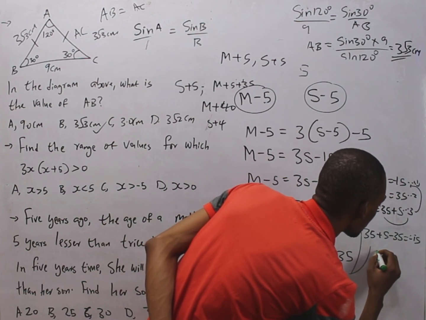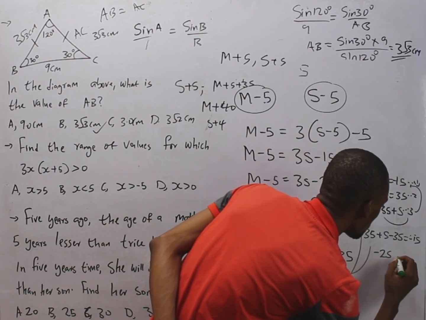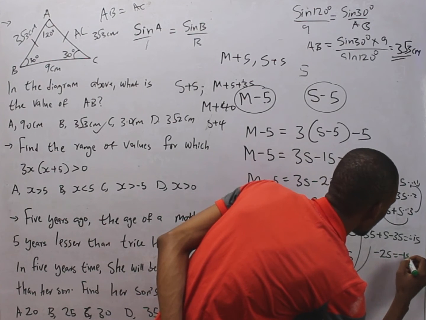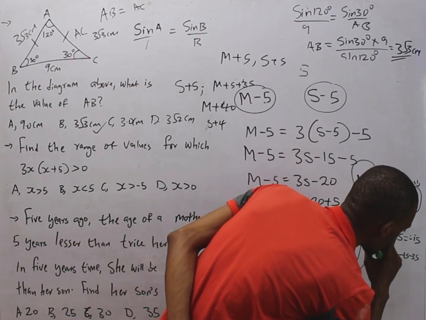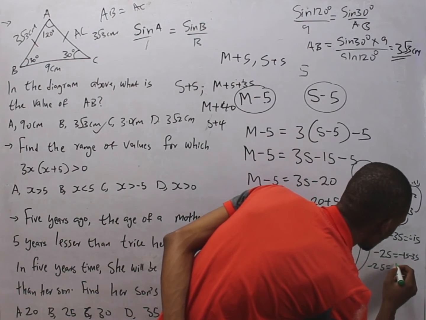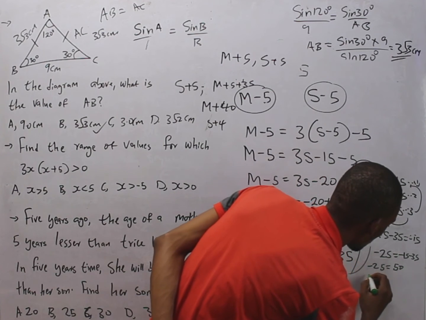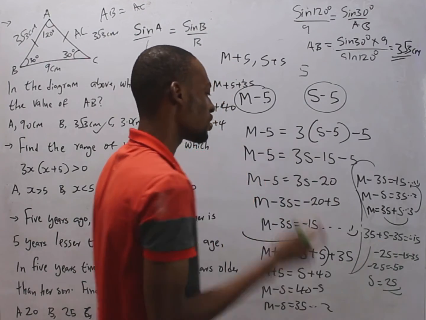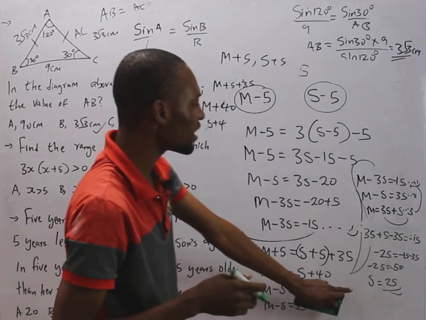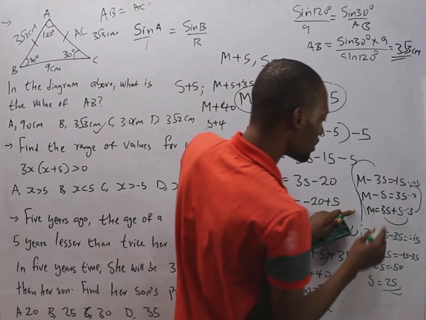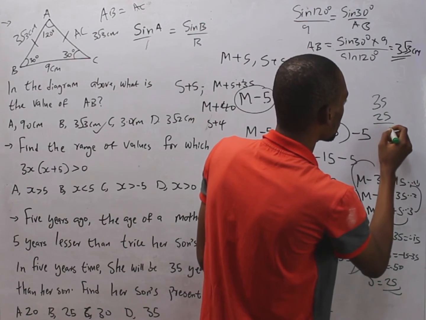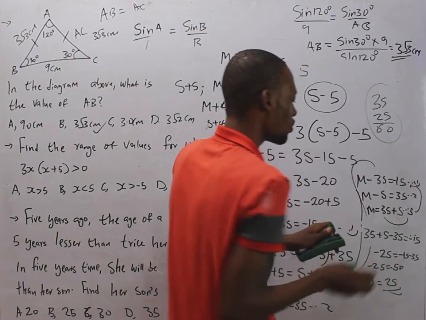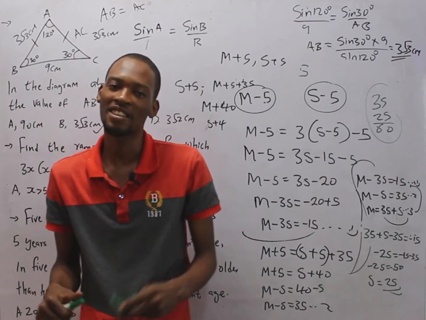S minus 3S is minus 2S. Minus 2S equals minus 15 minus 35. Minus 2S equals minus 50. So S equals 25. So her son's age is 25. Putting this value in equation 3, mother will simply be 35 plus 25. Mother is simply 60 years old, while the son is 25 years old.